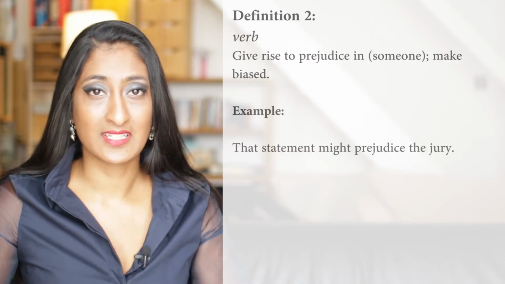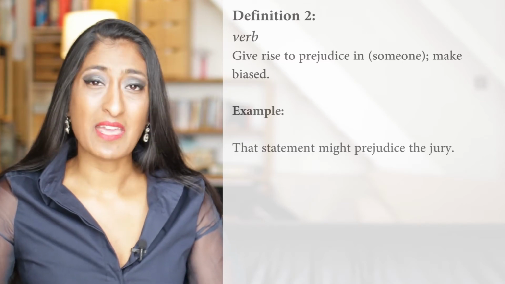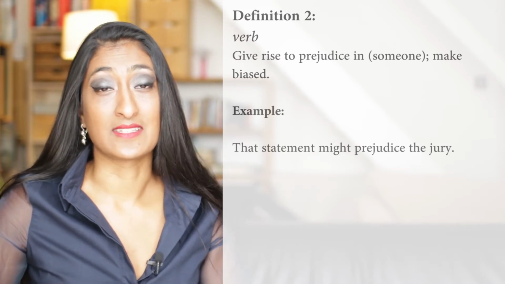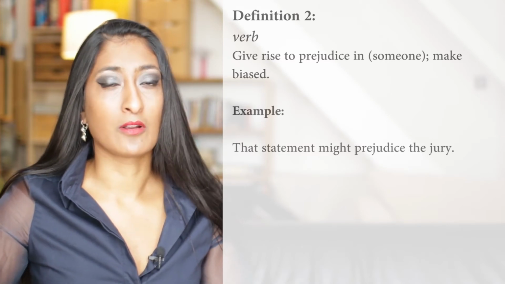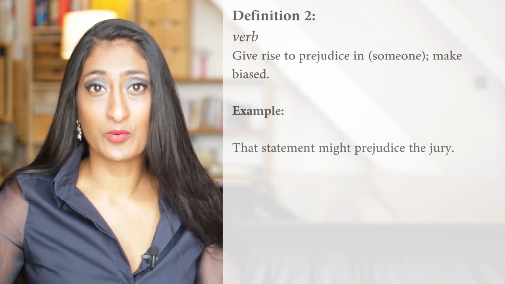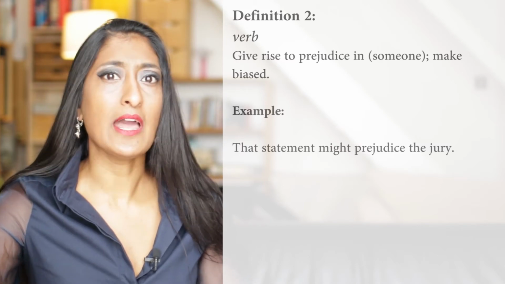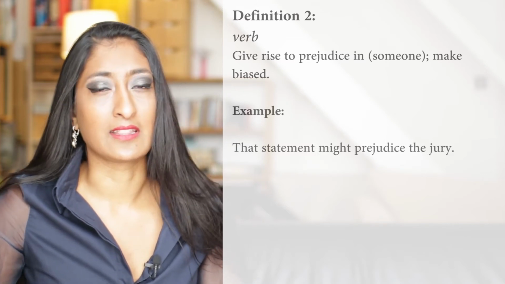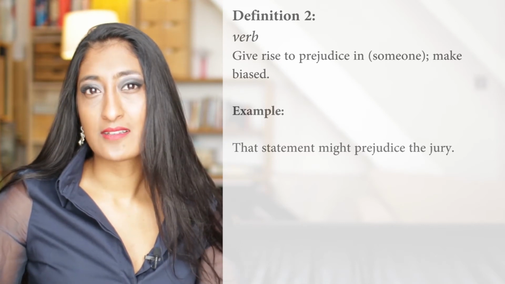Definition number 2. Here the word prejudice is a verb. Give rise to prejudice in someone. Make biased. So this is really similar to the first definition where prejudice was used as a noun, but now when we use it as a verb, it could be that you are quite a persuasive person and the things that you say and the arguments that you put forward might give rise to prejudice in the other person, make someone else believe something that may or may not necessarily be true. It's not really looking at the hard facts. Here's an example sentence. That statement might prejudice the jury.